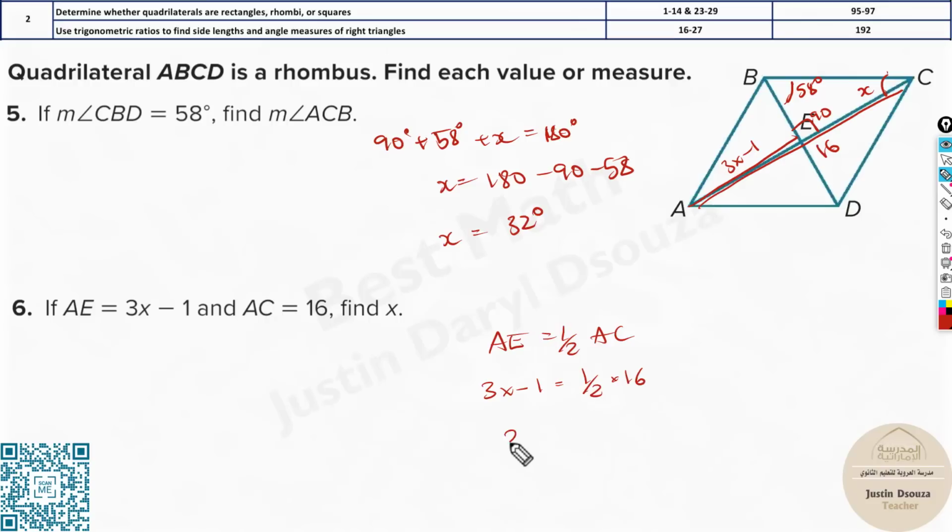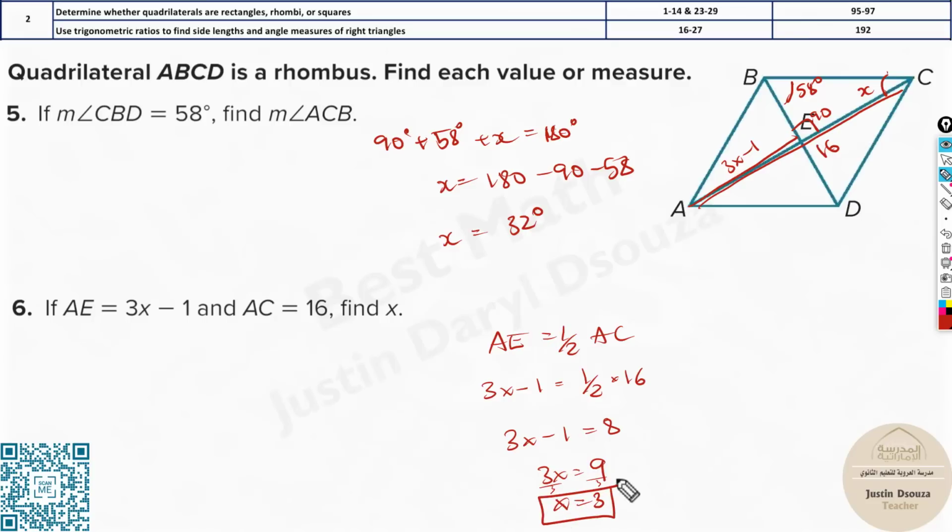Now you just solve it up. 3x minus 1 will be 8, because half of 16 is 8. This goes to the other side. 3x is equal to 9, because minus 1 to the other side will be plus 1. 8 plus 1 is 9. And x, both divided by 3, will give you 3.